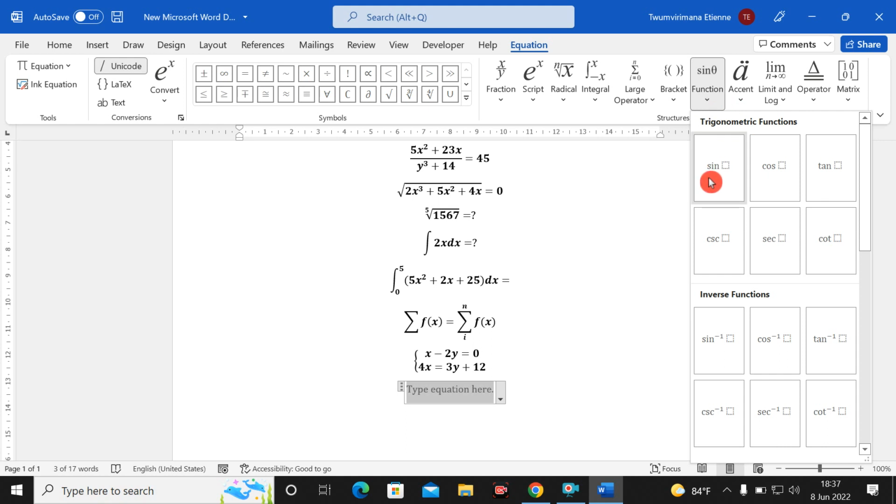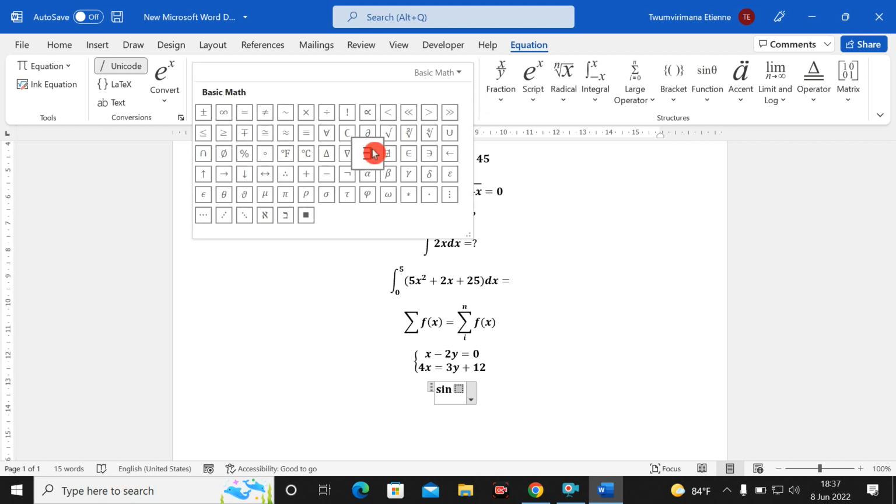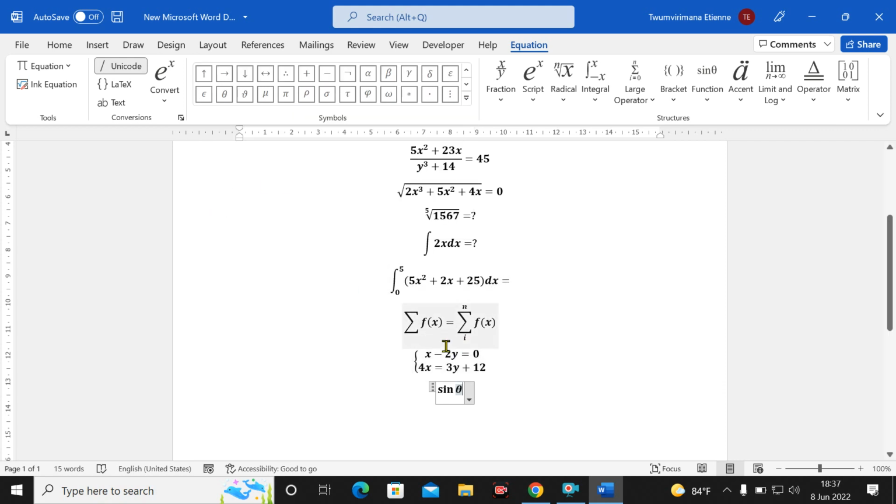trigonometric functions. You can just type sin of any angle. Here you can just type sin of any angle. And maybe here, if you want to use some angles, you can go to symbols down here. You see, there are different symbols. Here we have theta, I can just use it. You can just plus something.